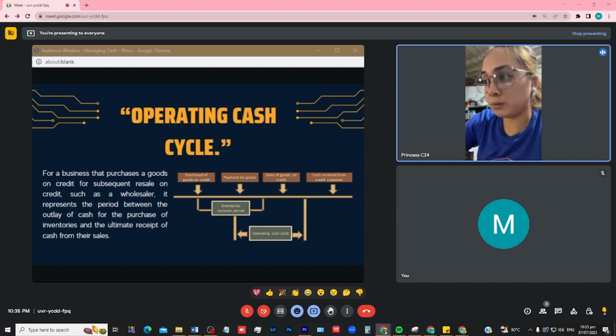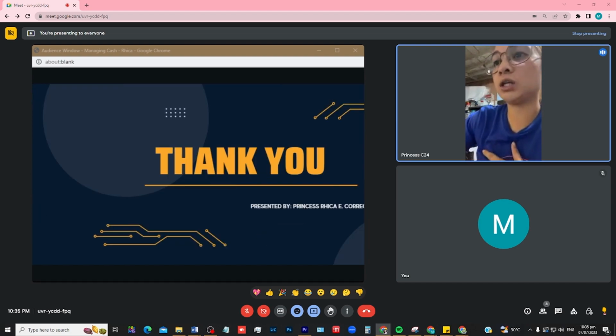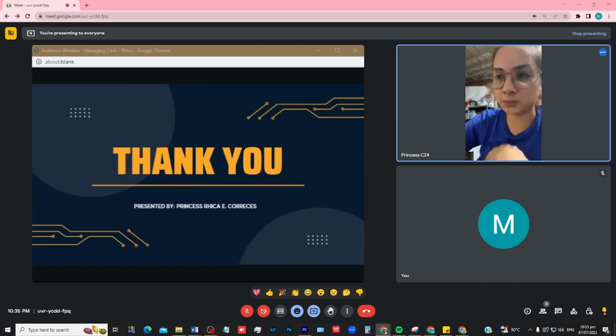OCC is the time between paying for goods and receiving the cash from the sale of those goods. The length of the OCC has a significant impact on the amount of funds that the business needs to apply to working capital. That's all. Yun lang po ang report ko tungkol po sa managing cash. Thank you po.